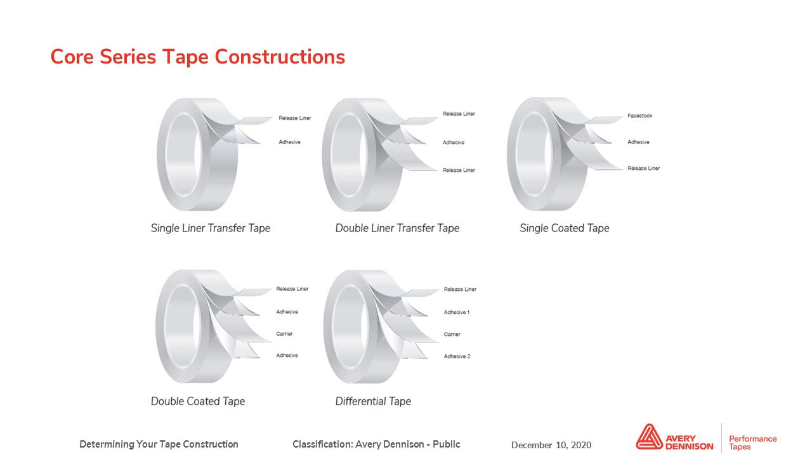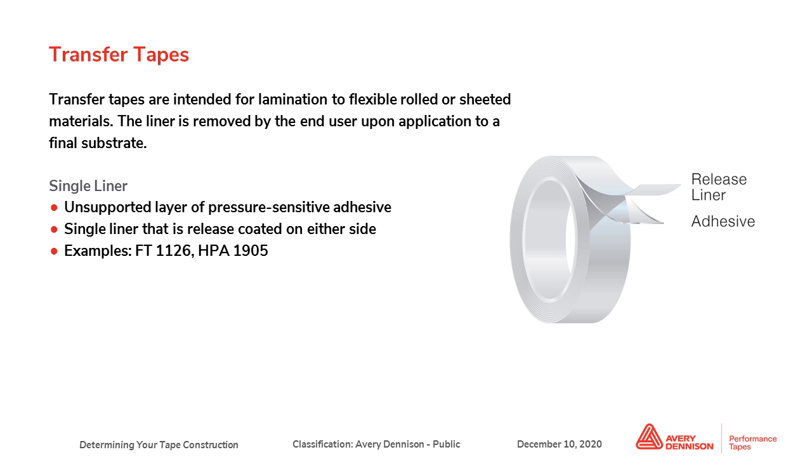But basically what's going on here is that there's liners and facestocks and carriers that are combined with different layers of adhesives to create the specific constructions. And you can see here that we have transfer tapes. So the first one up here is a single liner transfer tape. Transfer tapes are intended for lamination to flexible rolled or sheeted materials. So this would include your foams and your felts, flocks, other types of films, etc.